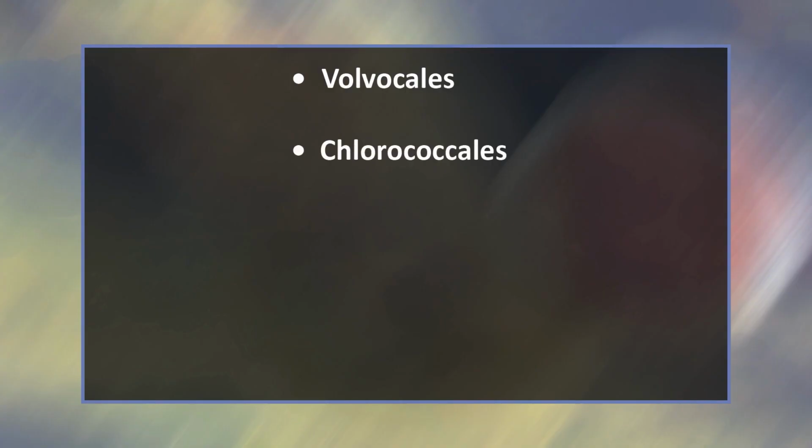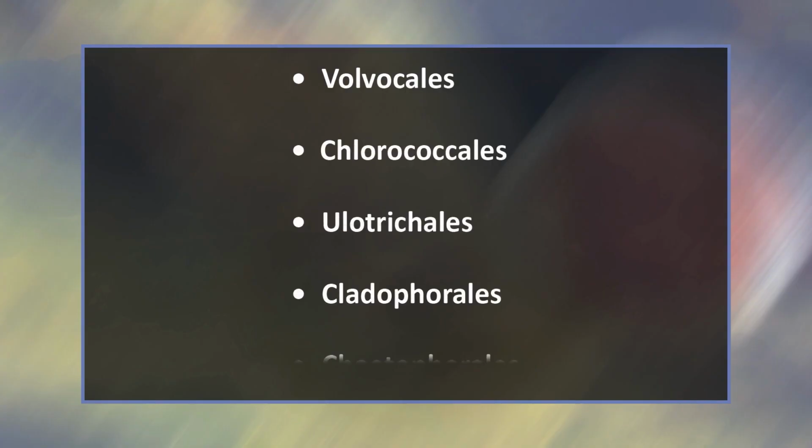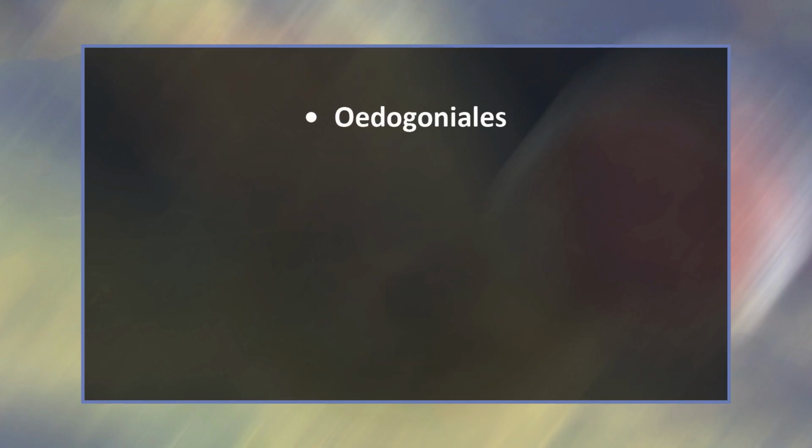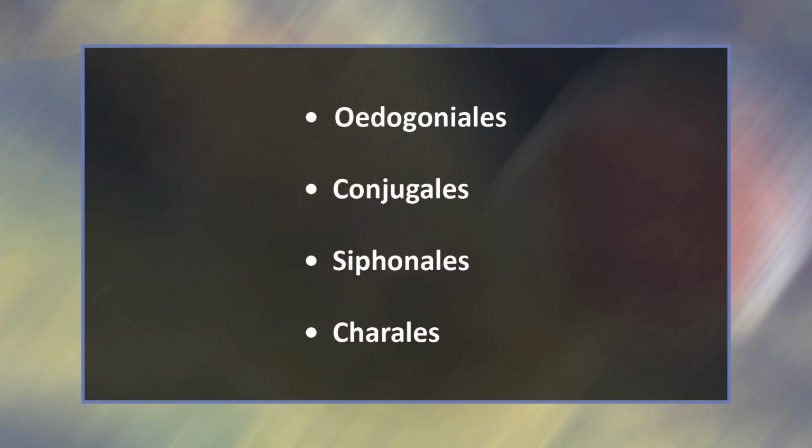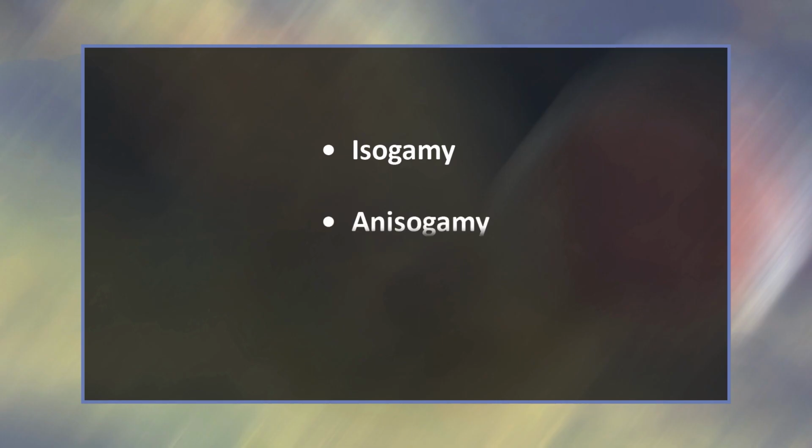Chlorophyceae have been divided into 9 orders: Volvocales, Chlorococcales, Ulotrichales, Cladophorales, Chaetophorales, Oedogoniales, Conjugales, Siphonales, and Charales. Sexual reproduction occurs by isogamy, anisogamy, and oogamy. The sex organs are usually unicellular. Zygote represents the diploid phase. The life cycle in different genera may be haplontic, for example, Chlamydomonas; diplontic, for example, Codium; isomorphic, for example, Cladophora; or heteromorphic, for example, Urospora.